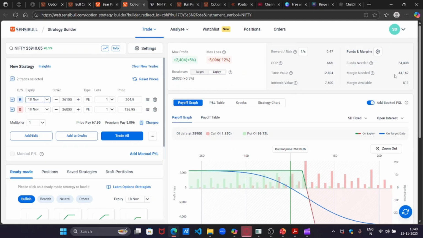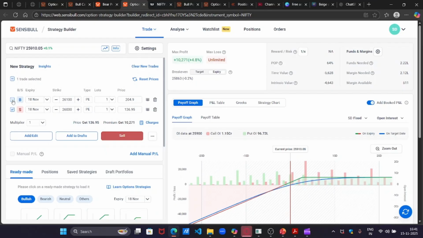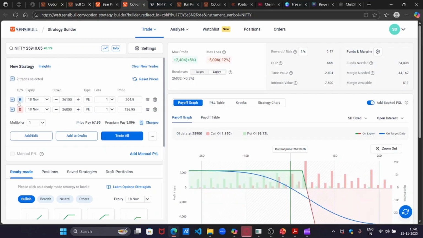And the margin requirement also, if you see, it's almost similar to what we had for credit spread. For one lot trading in Nifty, you will need around 50,000 rupees. If you had sold it naked, then you would need 2 lakh rupees. But now if you see, we need only 50,000 rupees to trade.